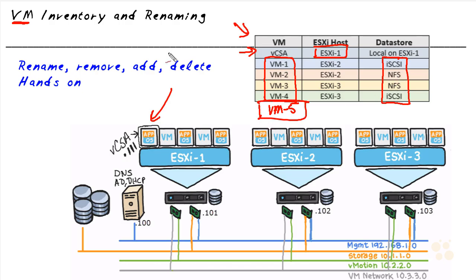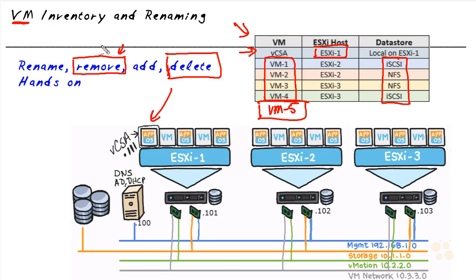Now the process of deletion is pretty simple. We'd right click on the VM, say delete, and that would remove the VM from the inventory inside of vCenter. It would also remove the folder on the respective data store. And after it's done, it's gone. That VM is over.